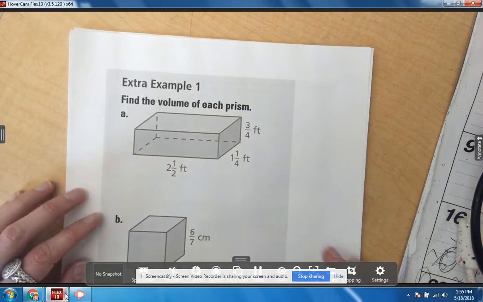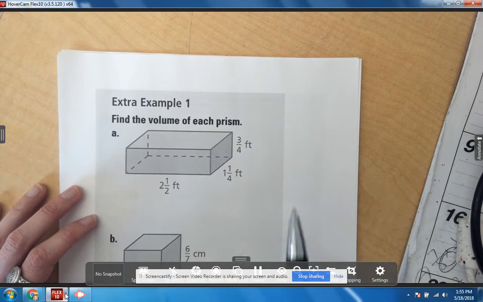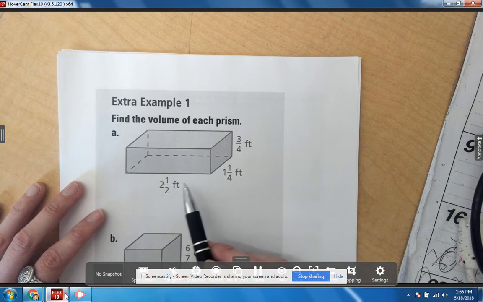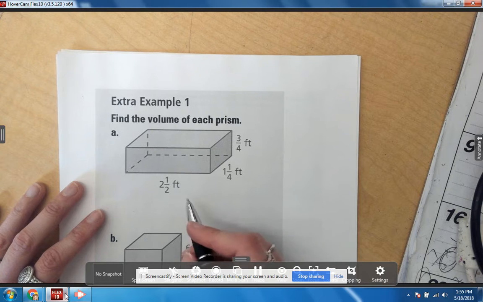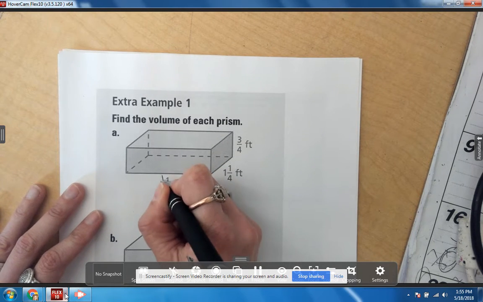Okay, I'm going to try one with mixed numbers just to remind everyone how to do this. Again, you can multiply in whatever order you want. So I'm going to do these two numbers first. You have to make them improper. So 2 times 2 is 4, plus 1 is 5.